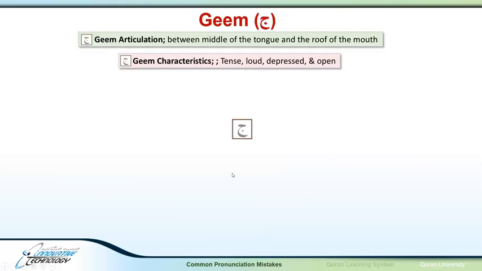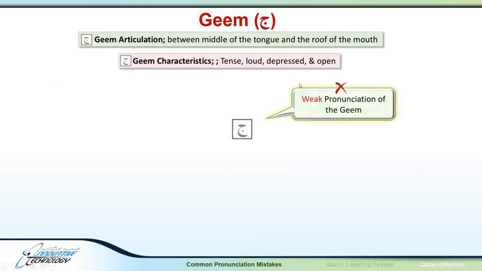Now we'll take the jim mistakes. First mistake is weakly pronouncing the jim. Example, جعلوا. In this case, we can barely hear the jim, and the right way of pronouncing it is like this. وجعلوا. So the jim should be awarded its strength characteristic. It should be clear enough.